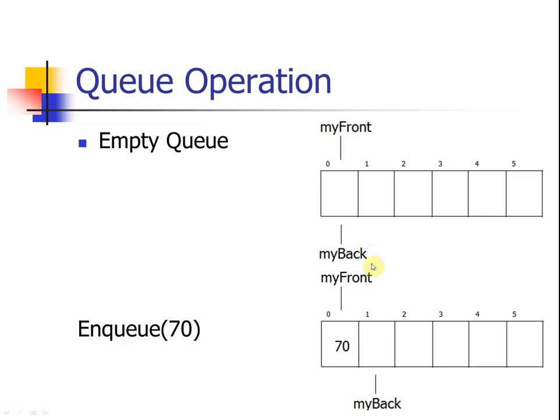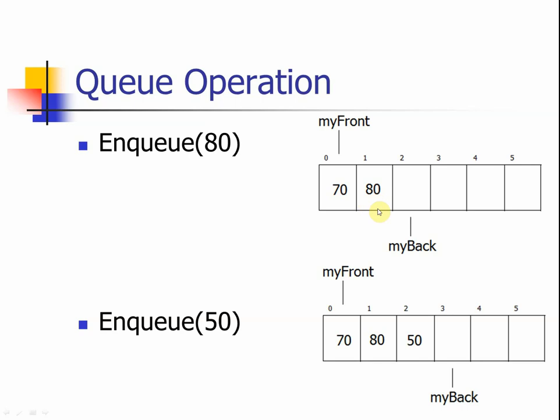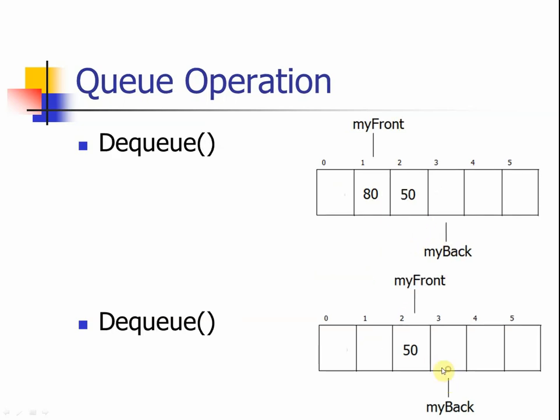Every time you increment by 1, you apply the mod operator just for the case that you actually walk to the end and then move back to the beginning. And that would be true for enqueue as well as dequeue. So take a look at this one. Once we add one more item, 1 plus 1 equals 2, 2 mod 6 still equals 2. So it's not changing anything. Even the front would be the same.